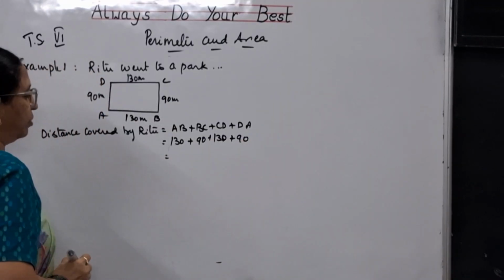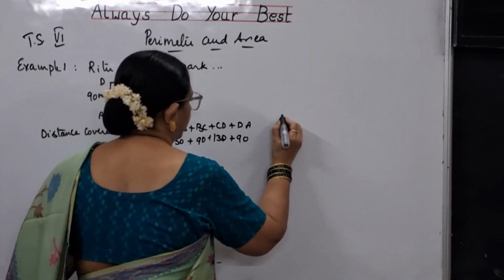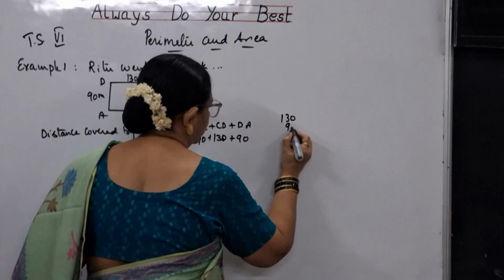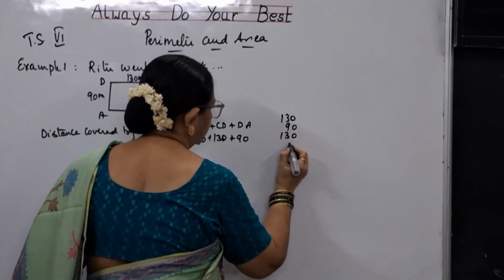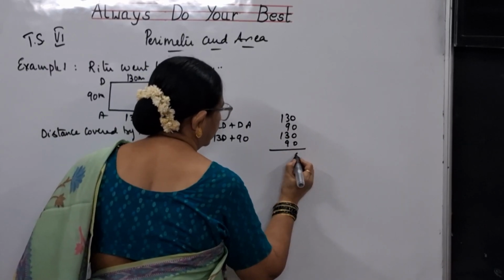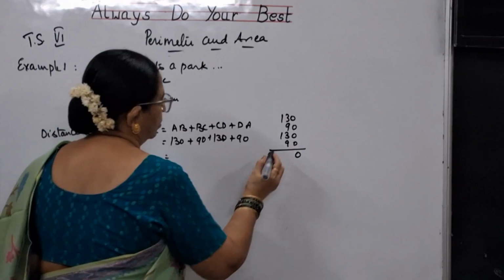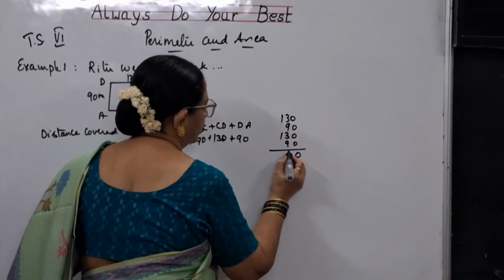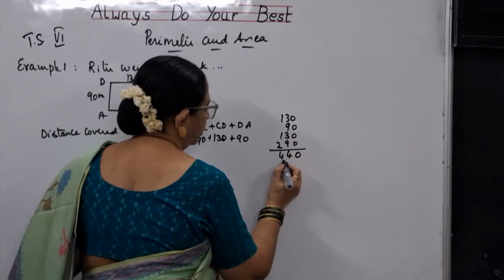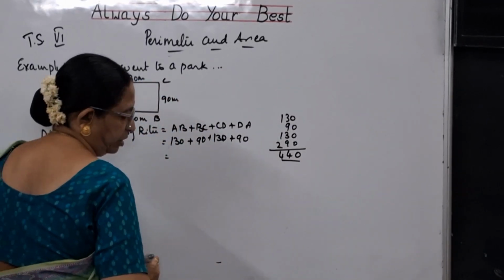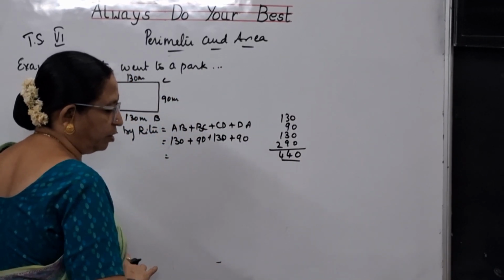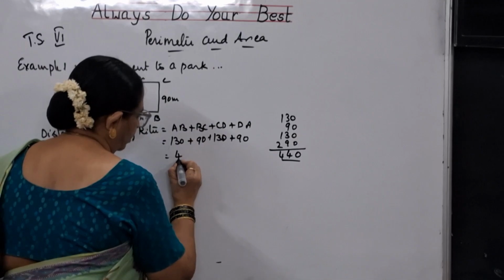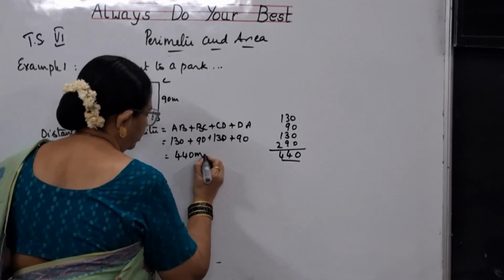So how much are you getting? 130, 90, 130, 90. Let us add. 0, then 9 2s are 18, 19, 20, 21 plus 3, 24. 440 meters. So how much on the whole she has covered? 440 meters.